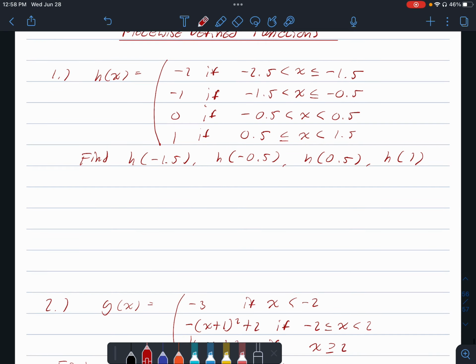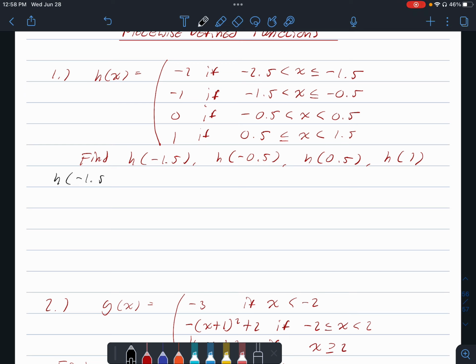Okay, so here we have h of x is -2 if your input x is between -2.5 not included and -1.5 included. We have -1 if x is between -1.5 not included and -0.5 included. It's 0 if it's strictly between -0.5 and 0.5, and it's 1 if it's between 0.5 included and 1.5. All you have to do is check where these inputs are and then evaluate at that point.